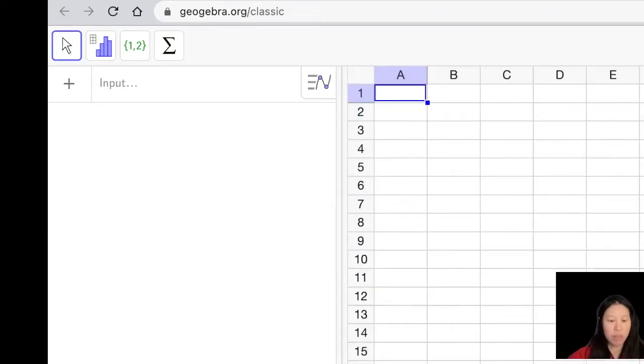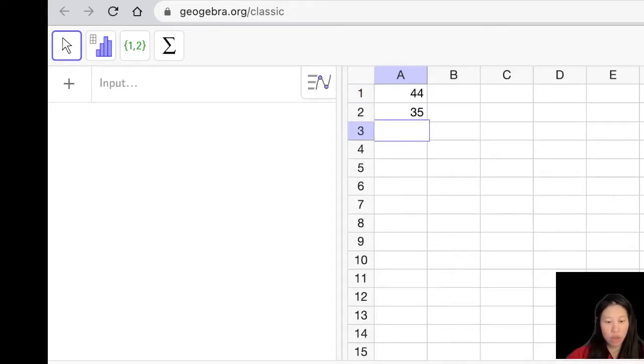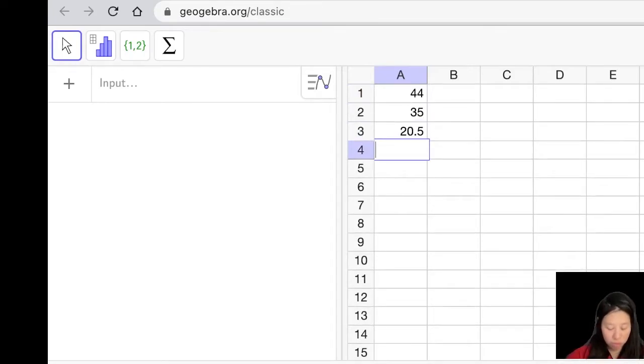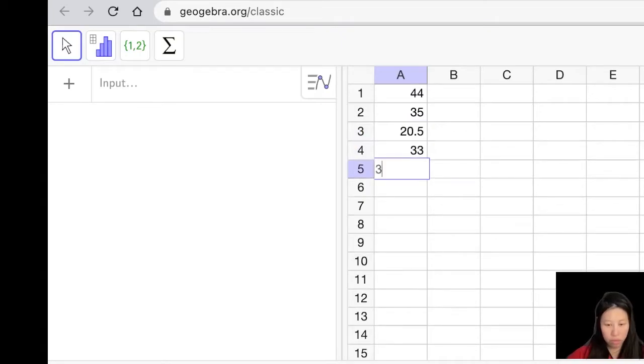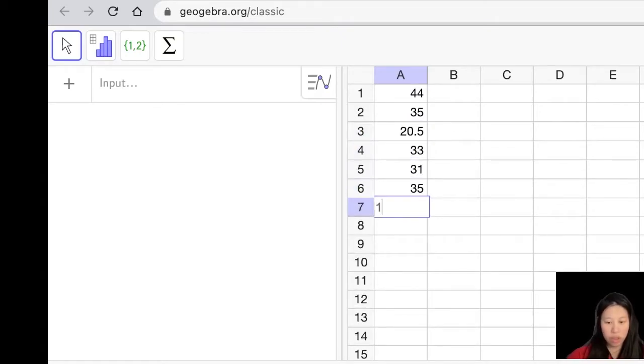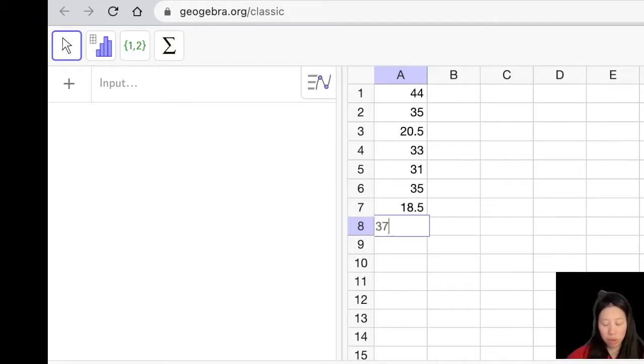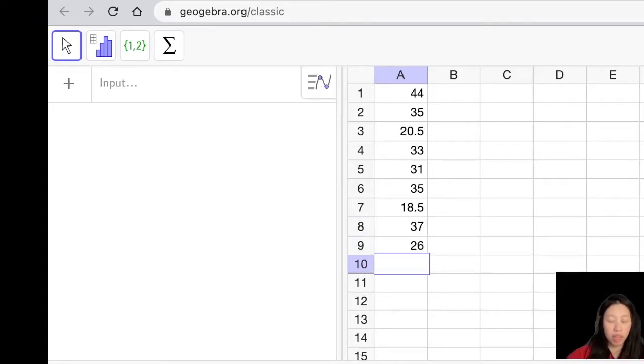So I can type in 14.4, 25, 24. You might need to use that for your homework. These tools help you find the best fit model of the line. Now in the second column, I type in the temperature.